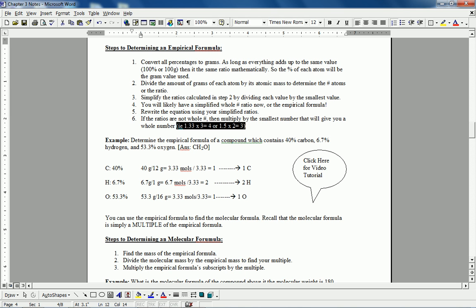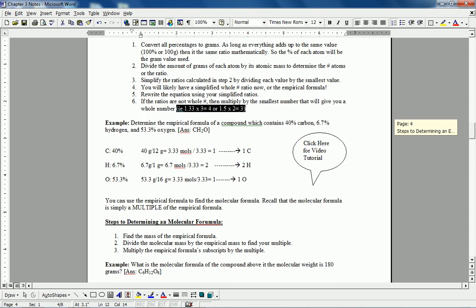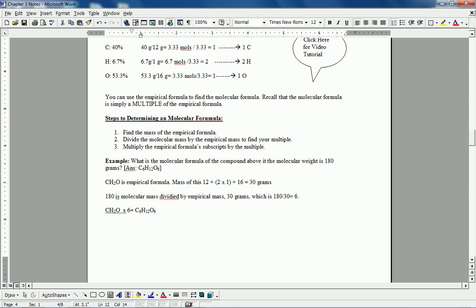So this was a nice, easy example. We got an empirical formula that worked out quite nicely, CH2O, and from there we can move on to converting that empirical formula into a molecular formula, which is simply a multiple of the empirical formula. So the first thing we need to do is find the mass of the empirical formula, and we're going to go ahead and do that right down here.